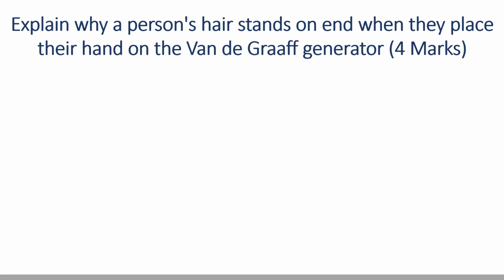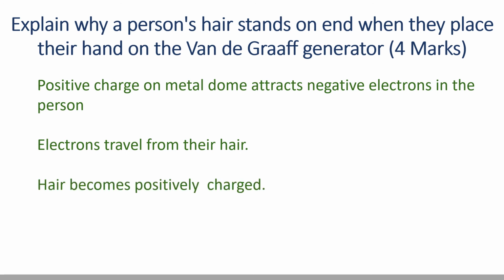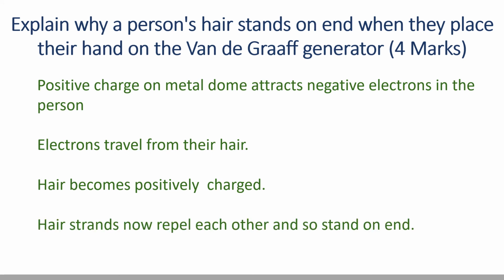So explain why your hair stands on end. This was a 4-mark question many years ago. The 4 marks would be: positive charge on the metal dome attracts negative electrons in the person. Electrons travel from the hair, so this removes electrons from the hair. The hair then becomes positively charged, and all positively charged things will repel each other, so your hair stands on end.